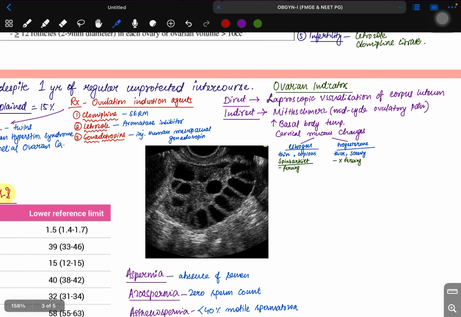What are the ovulation indicators? The direct indicator is the laparoscopic visualization of corpus luteum. And indirect, it can be Mittelschmerz, which is the mid-cycle ovulatory pain.